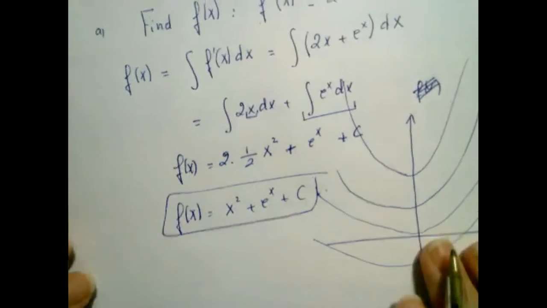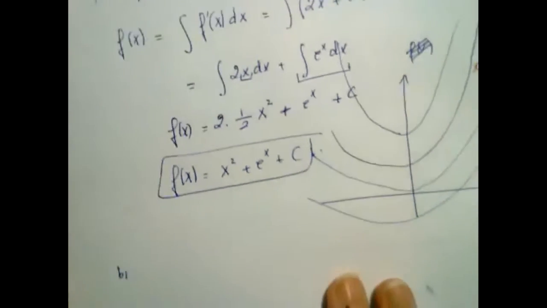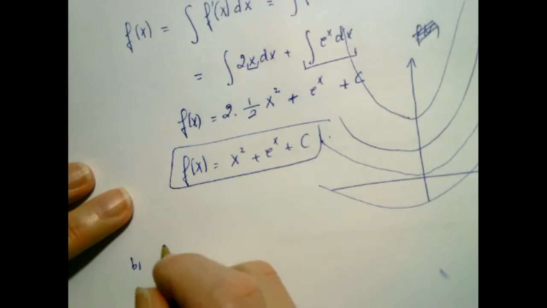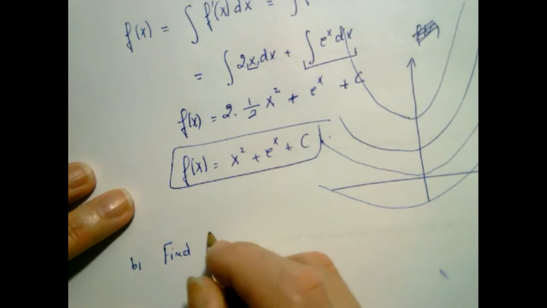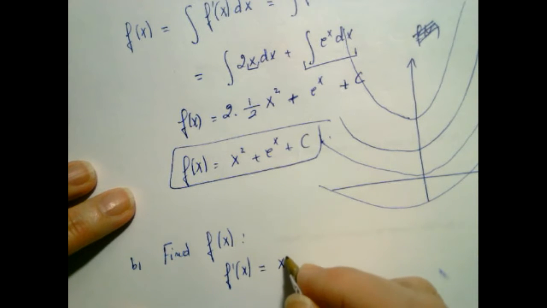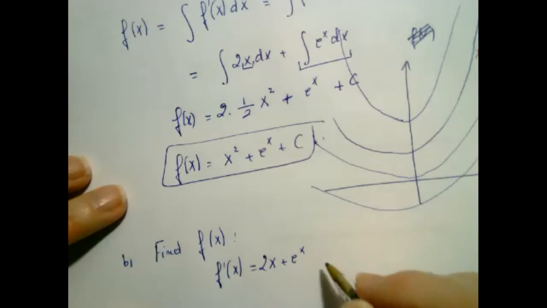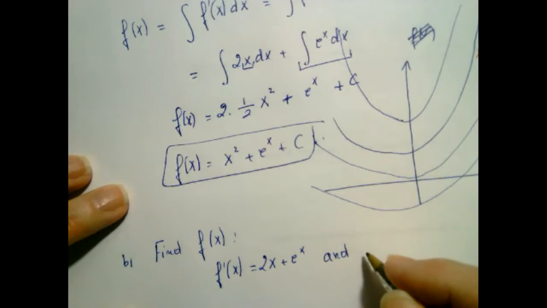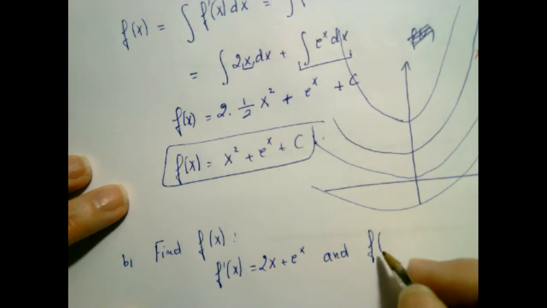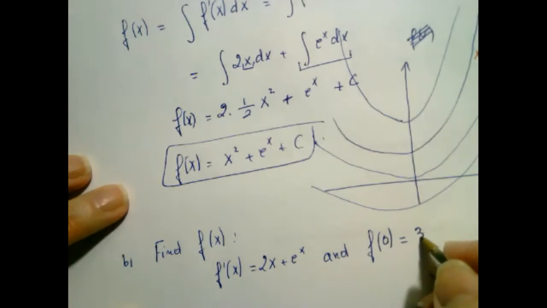So my second question is the following. B. Find f of x. Sometimes we call those problems initial value problems. Okay, find f of x such that the derivative is 2x plus e^x. So I want the function whose derivative is that, and I'm going to put an extra condition. I want the function at 0, let us say, to take the value 3.